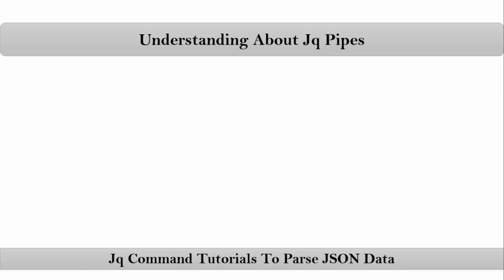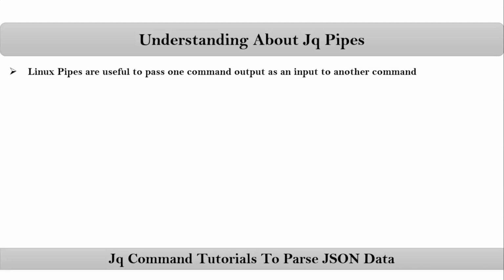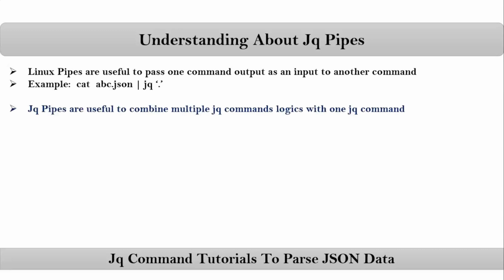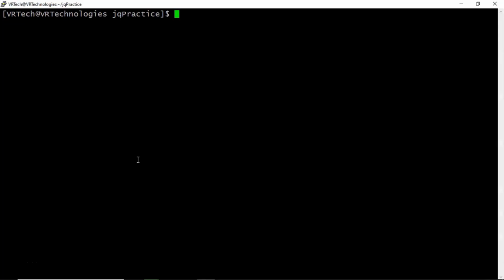And here we are talking about understanding about jq pipes. See, as a Linux lover, you might already know about this point. That is, Linux pipes are useful to pass one command output as an input to another command, like this. Now coming to jq, pipes are useful to combine multiple jq commands' logics into one jq command. Let me show you that so that you can understand.